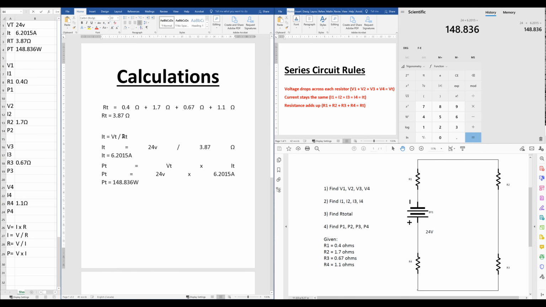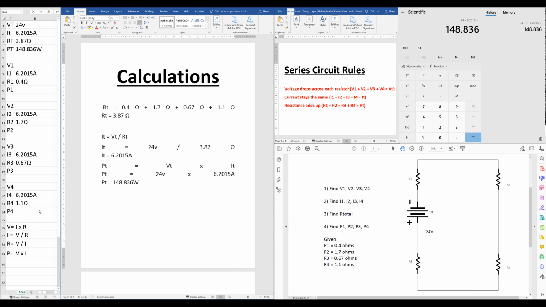Okay, what can we do next here? Well, let's consult our series circuit rules. According to our rules, current is the same through each resistor as it is with the total. I1 equals I2 equals I3 equals I4 equals IT, which means we have IT, so we can simply just transpose this across our current values for the resistors. So I'll do that now quickly.